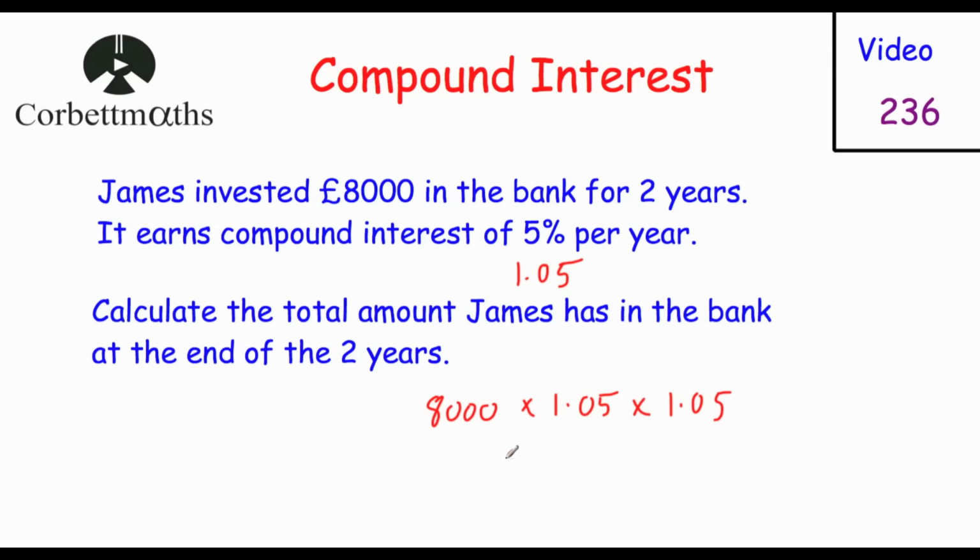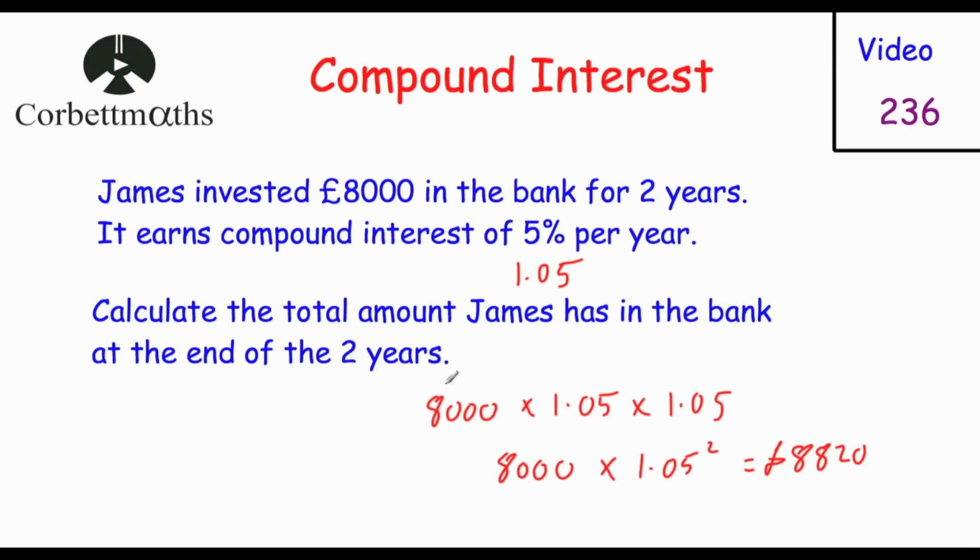Or a really quick and easy way to do it is to do 8,000 multiplied by, because we're multiplying by 1.05 and multiplying by 1.05, we could write 1.05 squared using that index notation. So we could do 8,000 multiplied by 1.05 squared, and let's see what we get. So 8,000 multiplied by 1.05 squared equals 8,820, and that's the same answer as before.